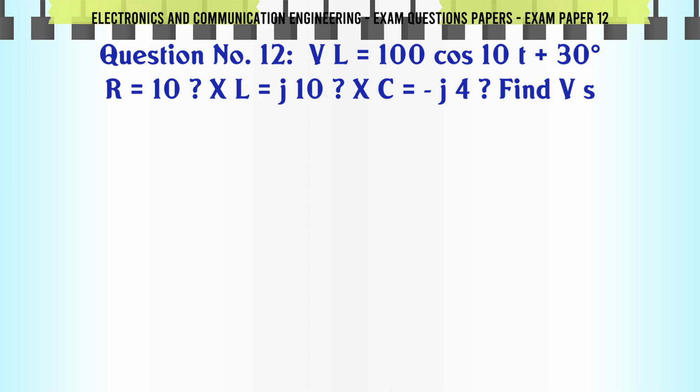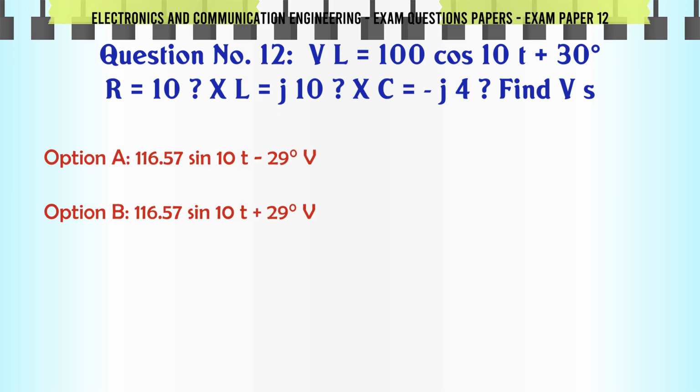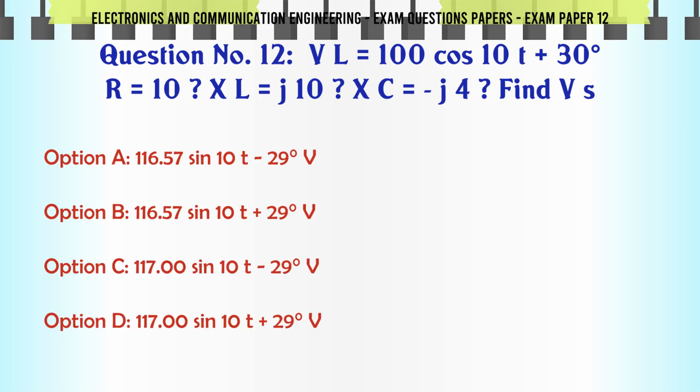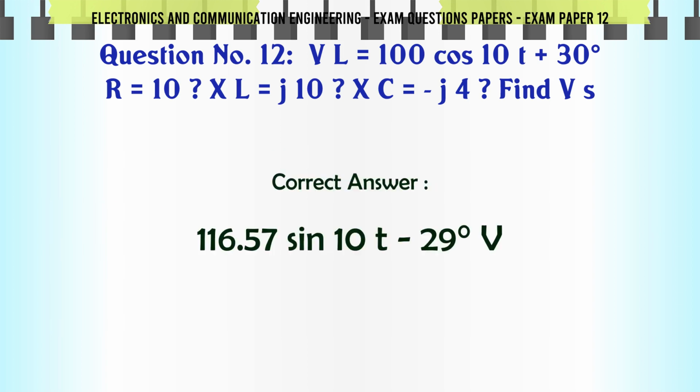VL100 cos 10T30 R10X LJ10X CJ4. Find Vs. A 116.57 sin 10T29 V. B 116.57 sin 10t29V, C 117.00 sin 10t29V, D 117.00 sin 10t29V. The correct answer is 116.57 sin 10t29V.